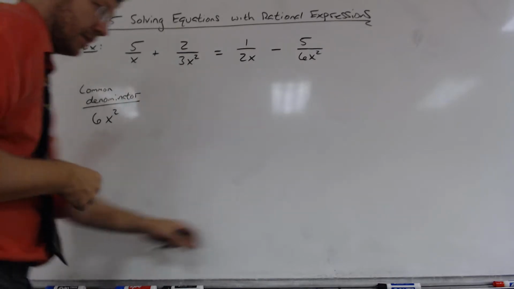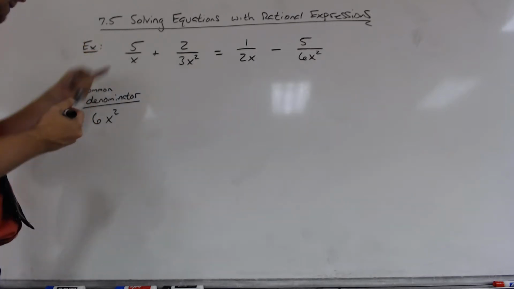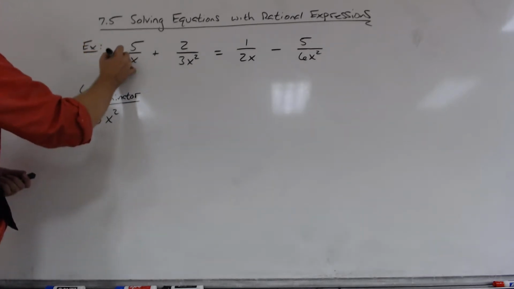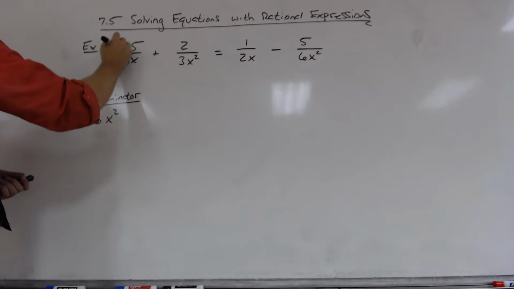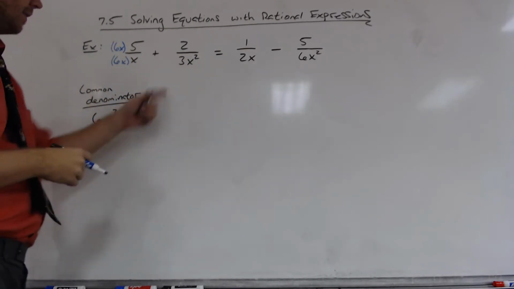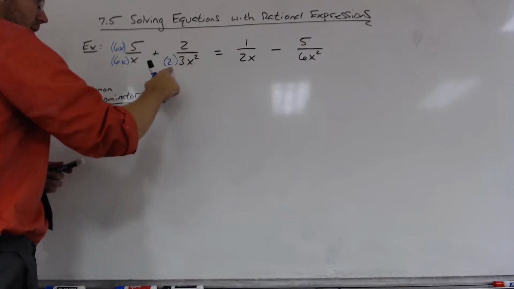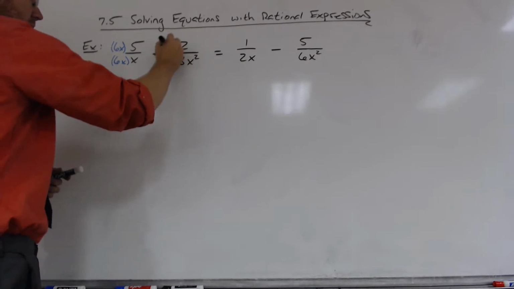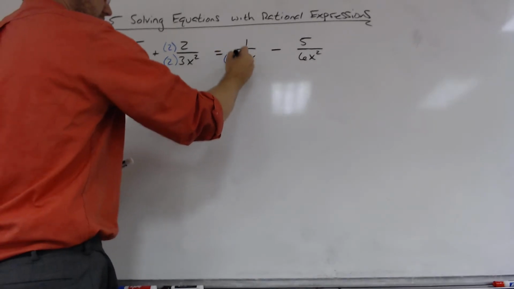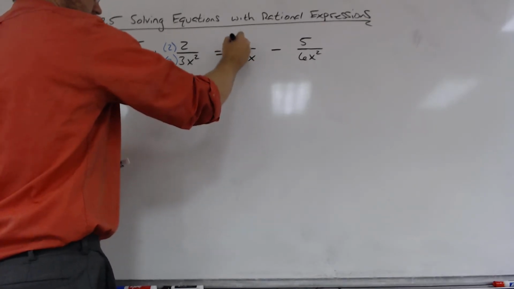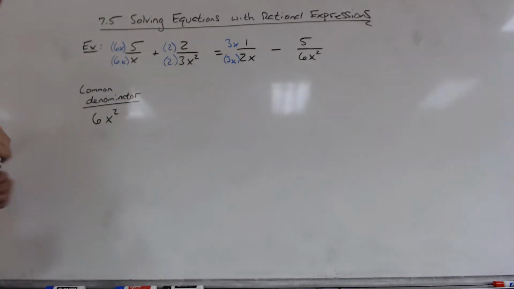So we can do that by just answering the question, what is this fraction missing? What does it need to get to 6x squared? Well, it's missing a 6x. Okay, and whatever we do to the denominator, we do to the numerator. Okay, what's this fraction missing? Okay, so it's missing a 2. Right, these two would get us 6x squared. All right, this fraction needs a 3 and an x to get to 6x squared. And this fraction already has the denominator of 6x squared, so it doesn't need anything else.